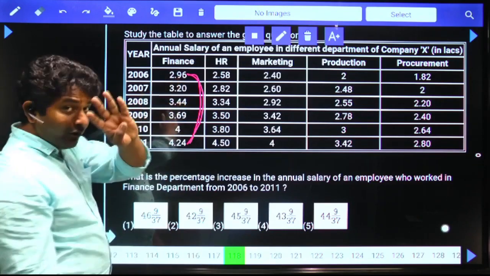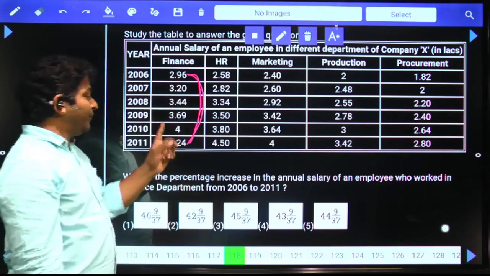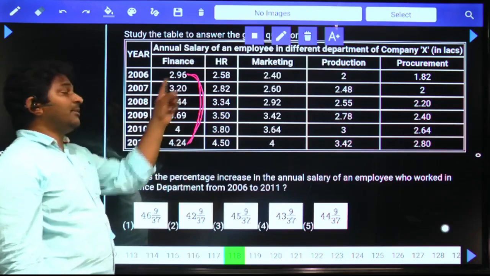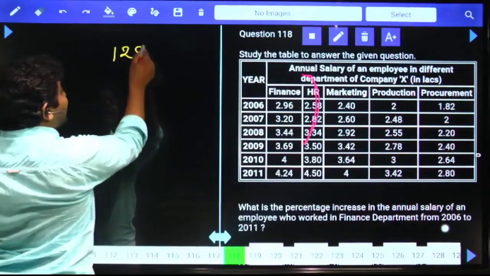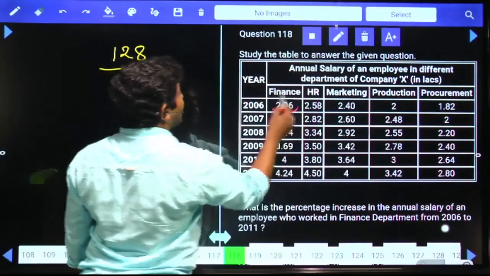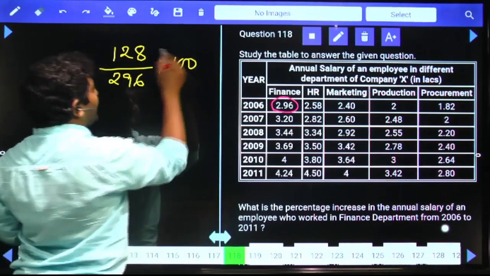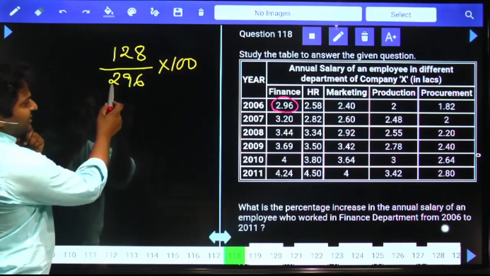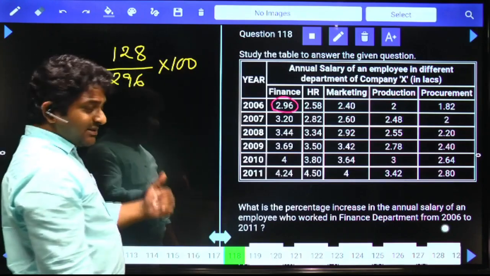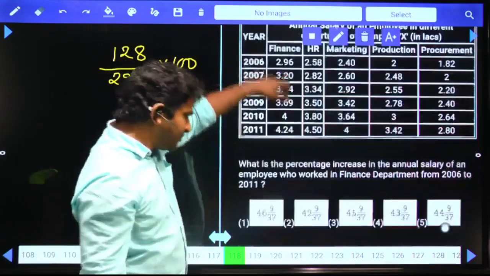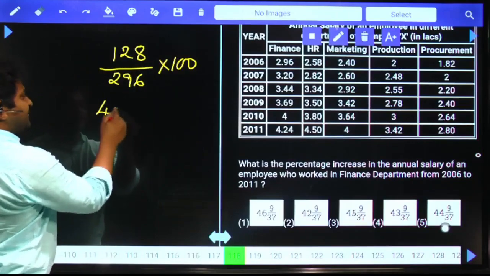This fellow is 4 less than 300, and this fellow is 124 more than 300. So difference, 124 plus 4, that is 128. 128 increase from which number? 296. 296 percentage into 100. 50% of this number becomes 148, but we have less than that. Answer is less than 50 percentage. Look at how many options are there. Let's say 40 percentage.